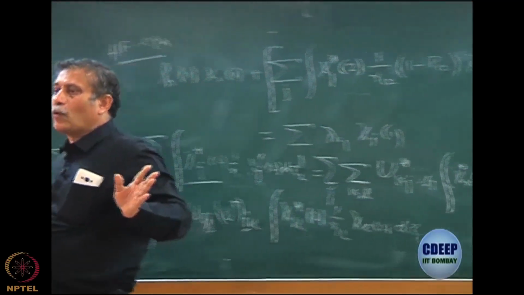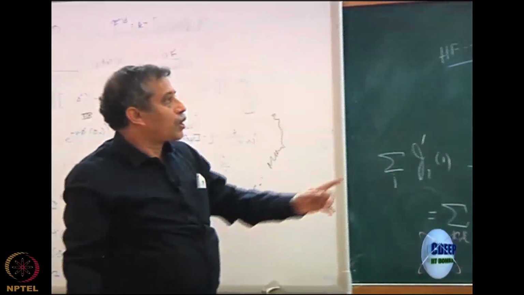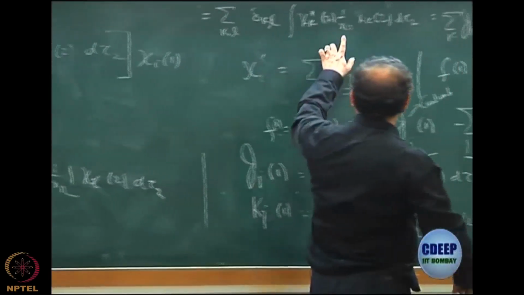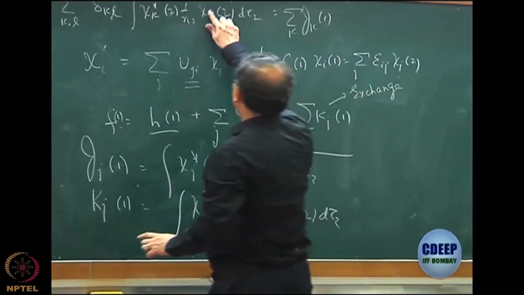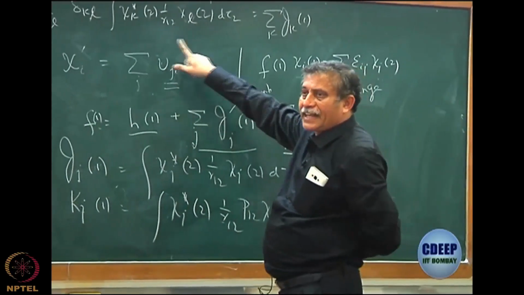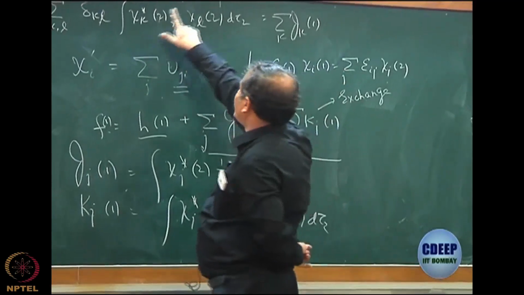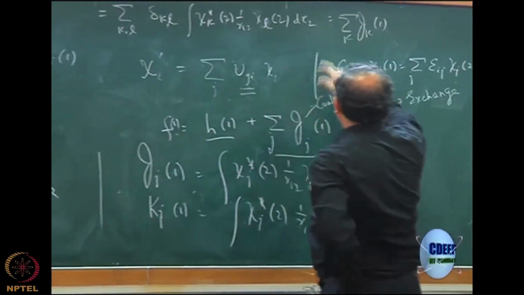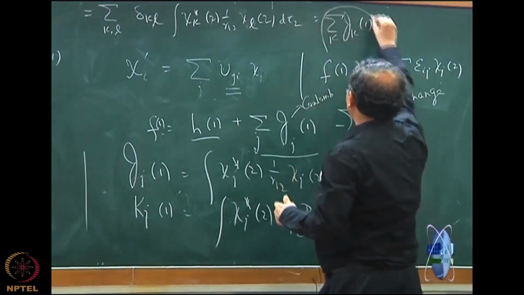Because now K and L are equal. So, since K and L are equal, this becomes phi K star 2, 1 by R12, phi L 2. I can write this L here. Sorry. So, eventually L and K are equal. So, this becomes J K 2, J K 1, sum over K. So, I can write that this is same as this.